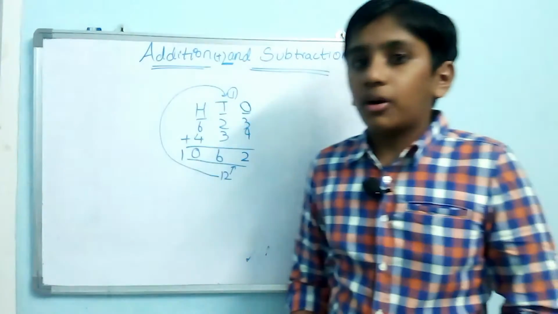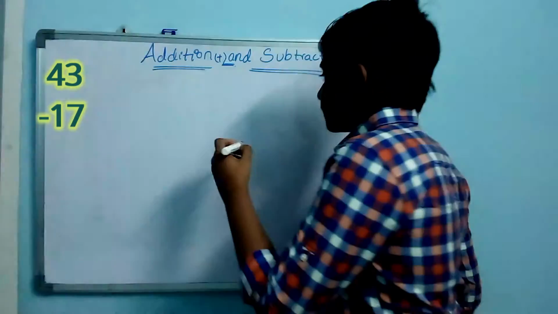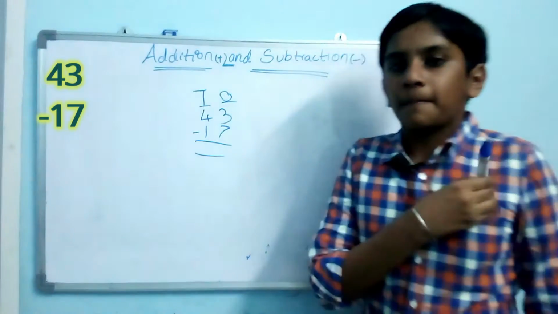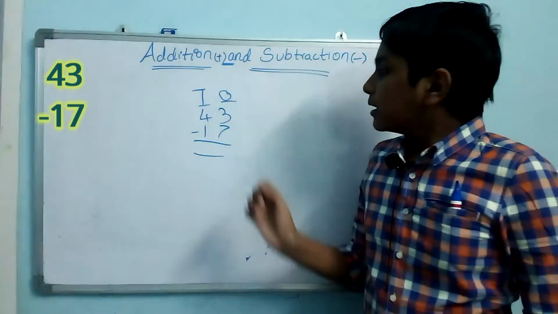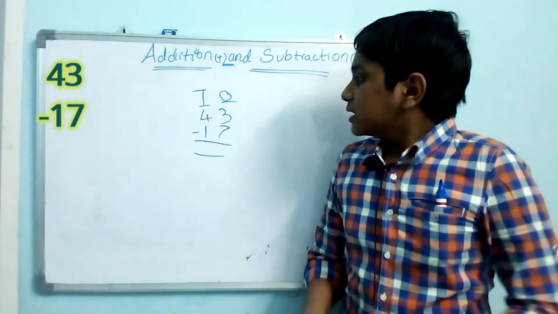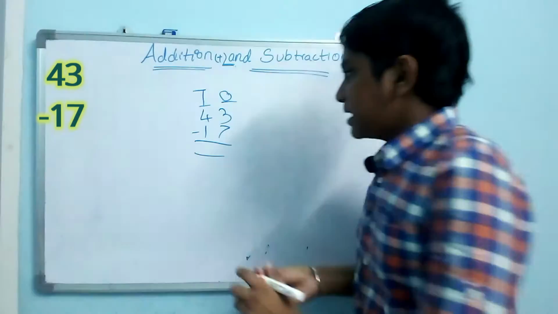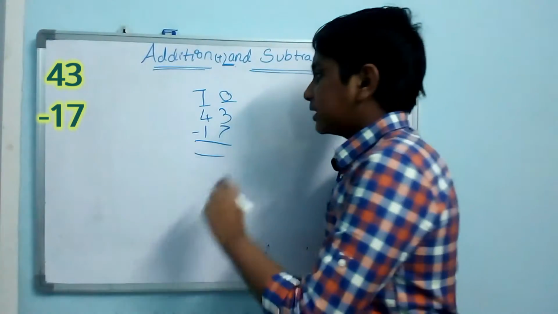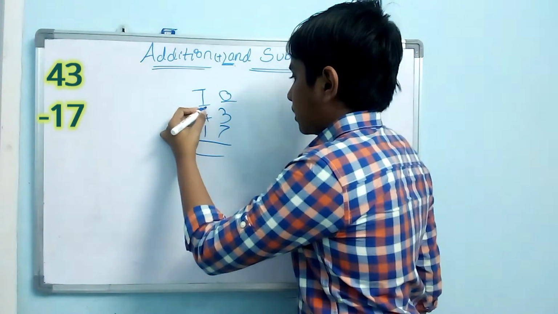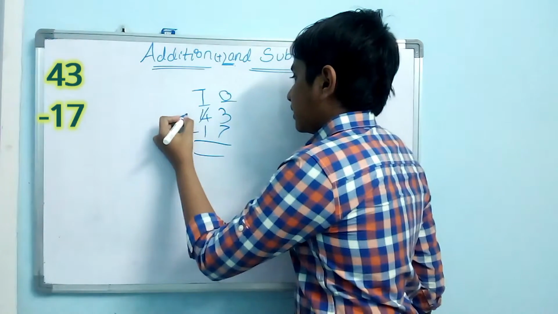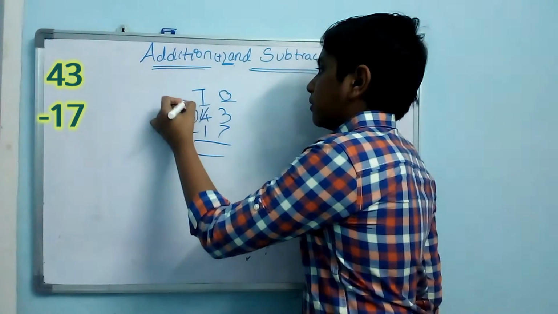Now my friends, we have learned about carrying. Now let's learn about borrowing. Let's subtract 17 from 43. My friends, first let's solve the ones. Since we cannot subtract 7 from 3, let's borrow 1/10 from the tens column. Let's borrow 1/10 from 4. Cut it and write 3 beside it because there are 3 tens remaining. Borrow.